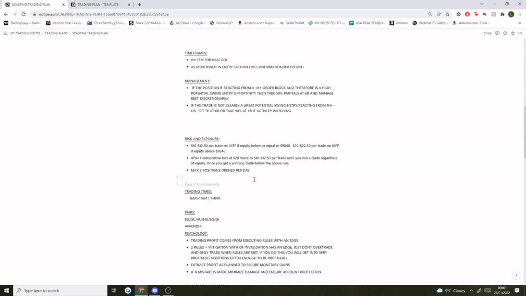Like it says here, for me, if my equity is below 9,000, so basically if I'm in more than 1.6% drawdown, then I risk $10 to $12 per trade. And if I'm above that number, then I'll risk $20 to $22.50.